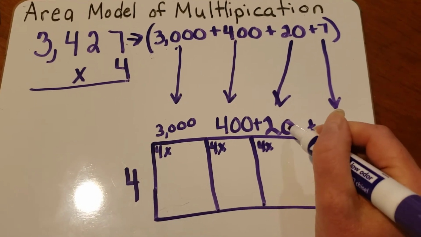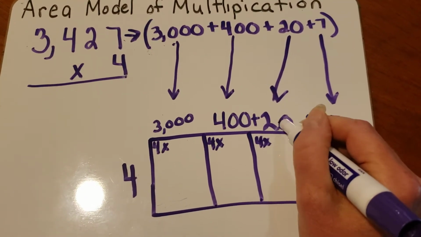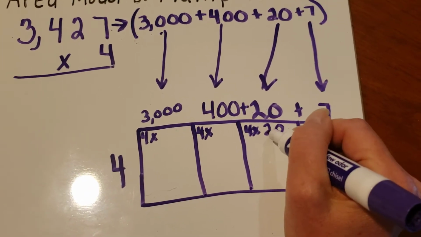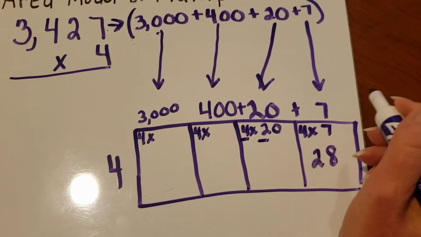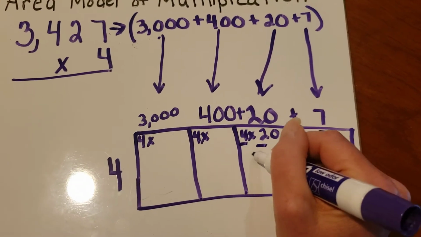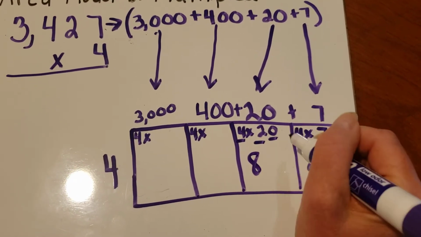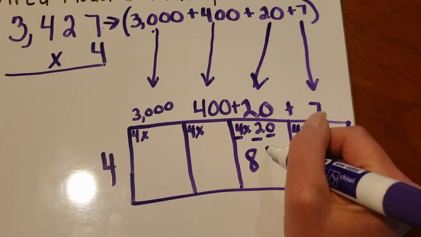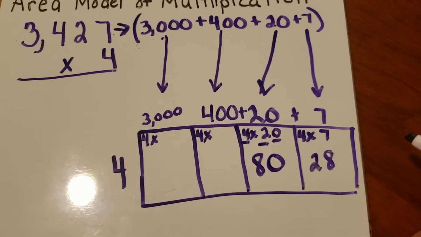The next number you're going to multiply, we're going to bring the 20 down here. We're going to do 4 times 20. Again, basic facts help you. 4 times 2 is 8, but we're multiplying that by 4 times 20, not 4 times 2. So 4 times 20 is 80.